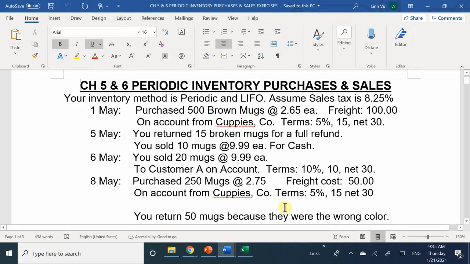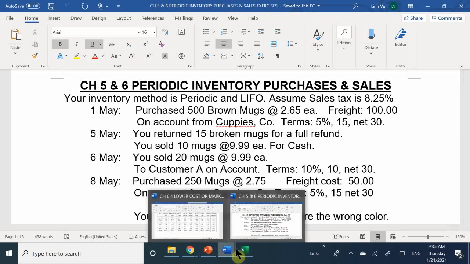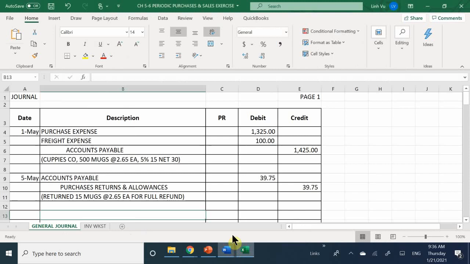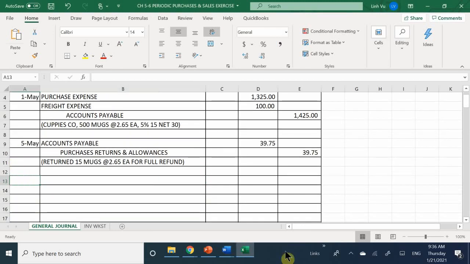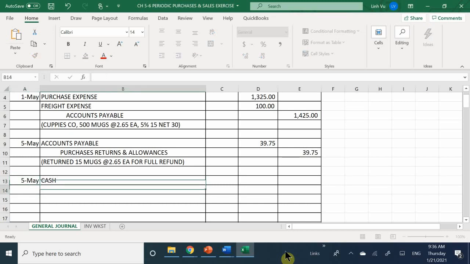So then on the same day, you also sold 10 mugs at $9.99 for cash. Debit cash. So we're going to debit cash, and then credit sales. We're going to debit cash because that's what we received. We're going to credit sales. What else are we also going to do? Sales tax payable. Yes, we also have to recognize that there's tax included.